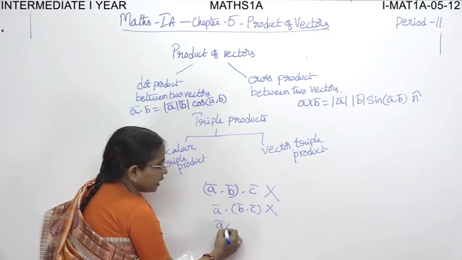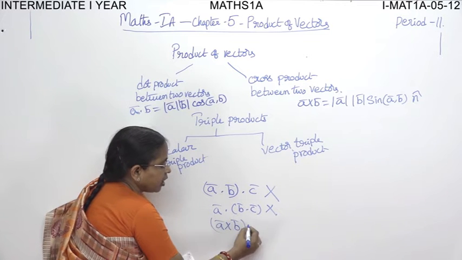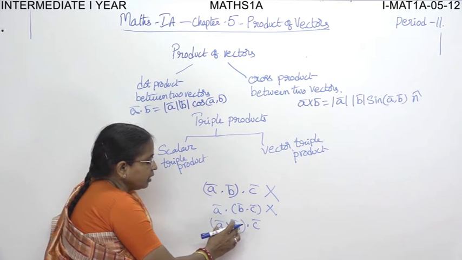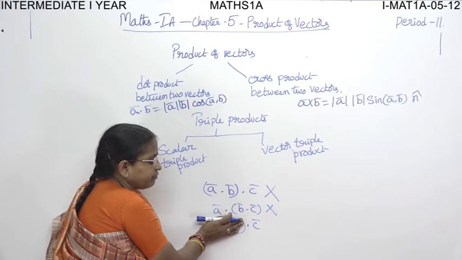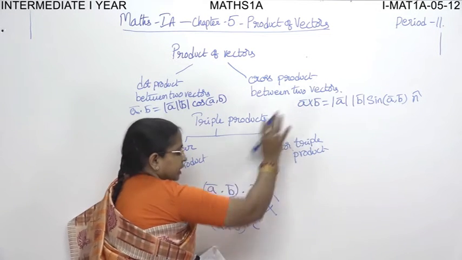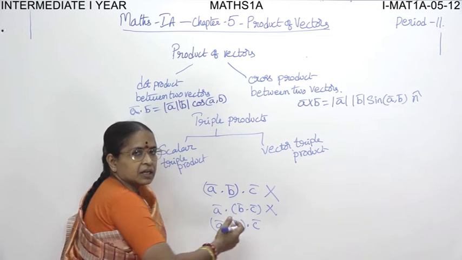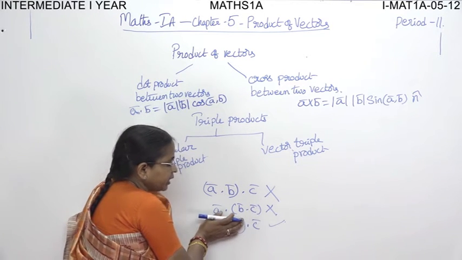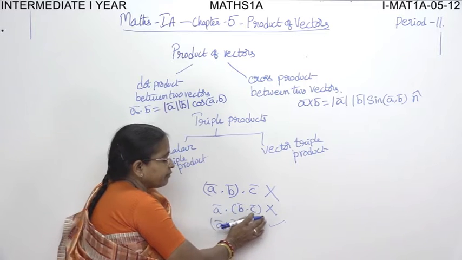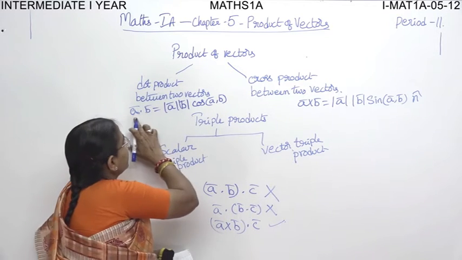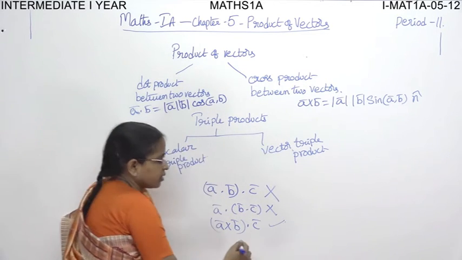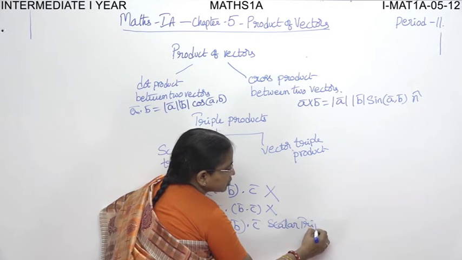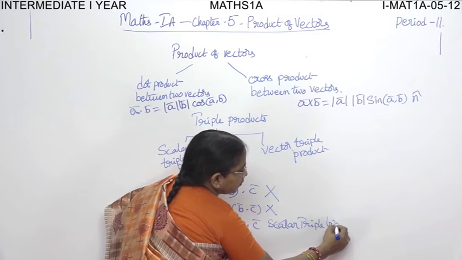Now, suppose I take A cross B dot C, one dot and one cross. Then here, A cross B is a vector. So, vector dot vector is defined, so A cross B dot C is defined. Now, vector dot vector is a scalar. So, this is called the scalar triple product.